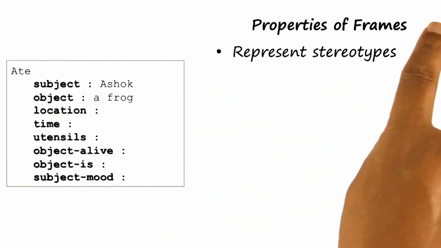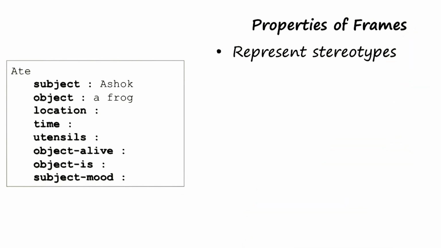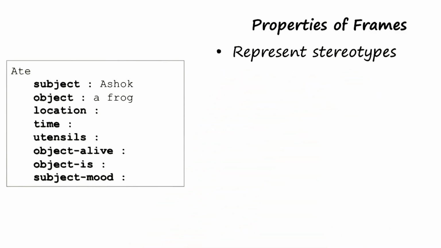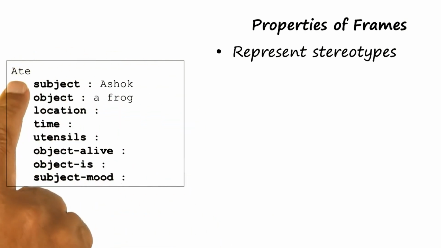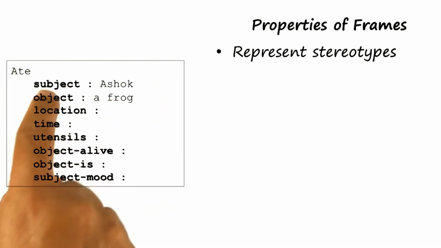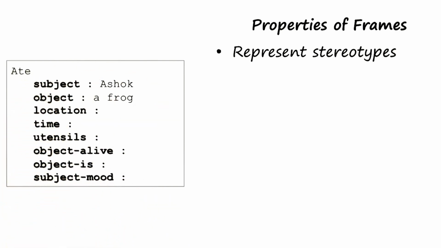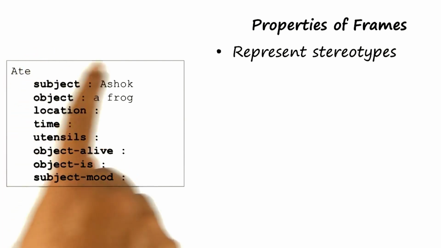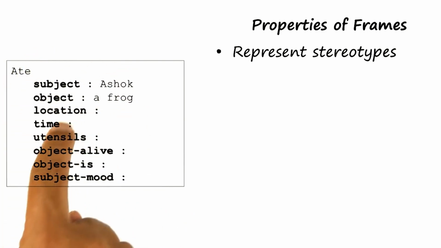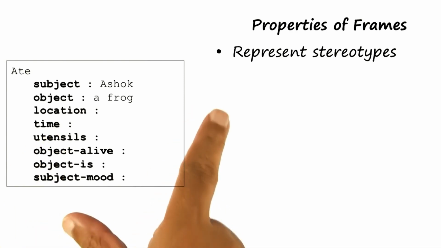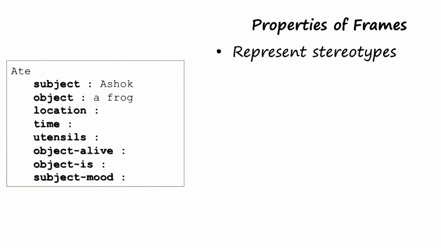There are three cardinal properties of frames. The first property is that frames represent stereotypes. Now, we all know about stereotypes. We deal with stereotypes all the time. Here is a stereotype for the verb eat or ate. In this particular stereotype, the slots are dealing with my stereotypical notion of what happens when something is eaten. There is a subject and there is a frog. There is a location, there is a time. You may have a different set of stereotypes. In fact, stereotypes often are very culture specific.